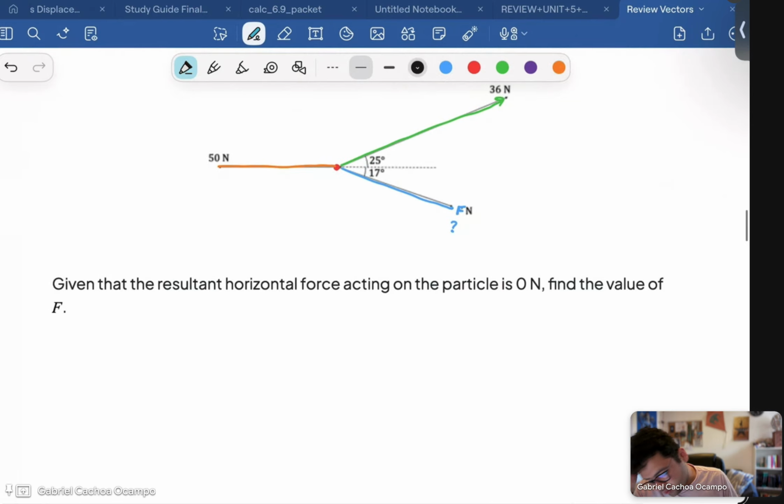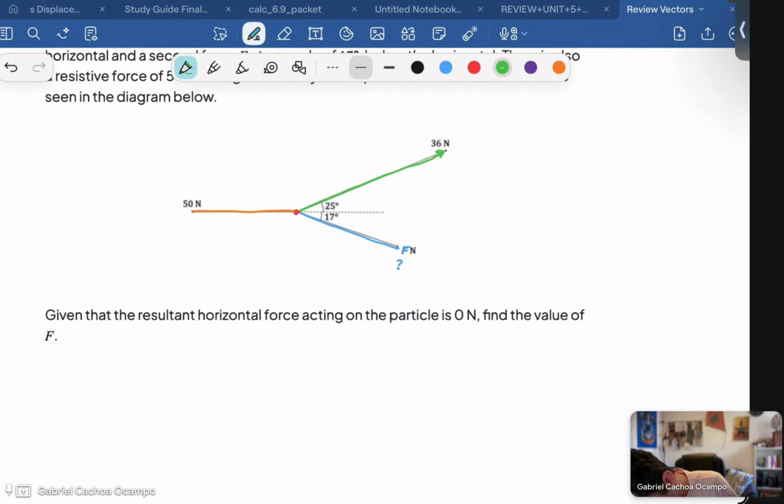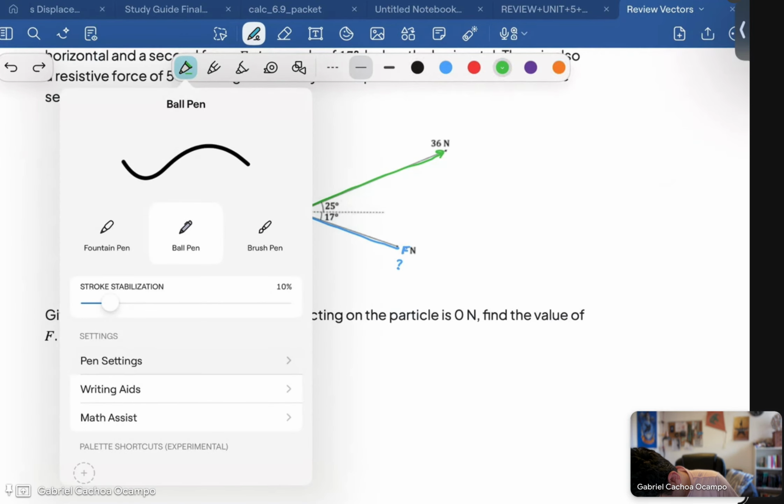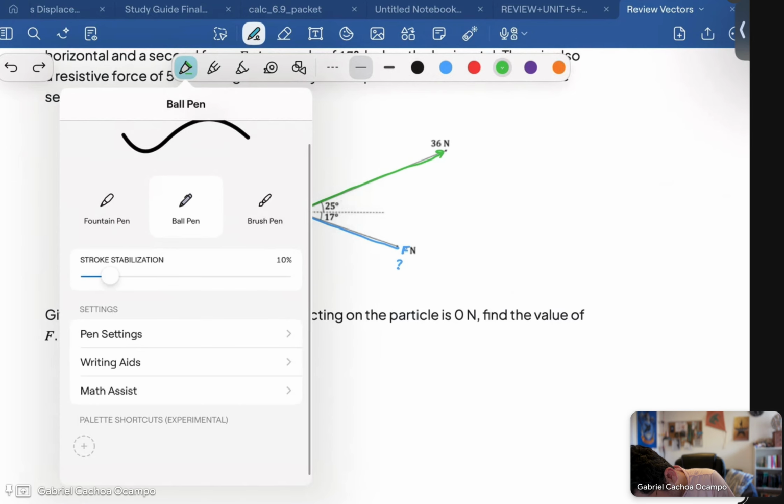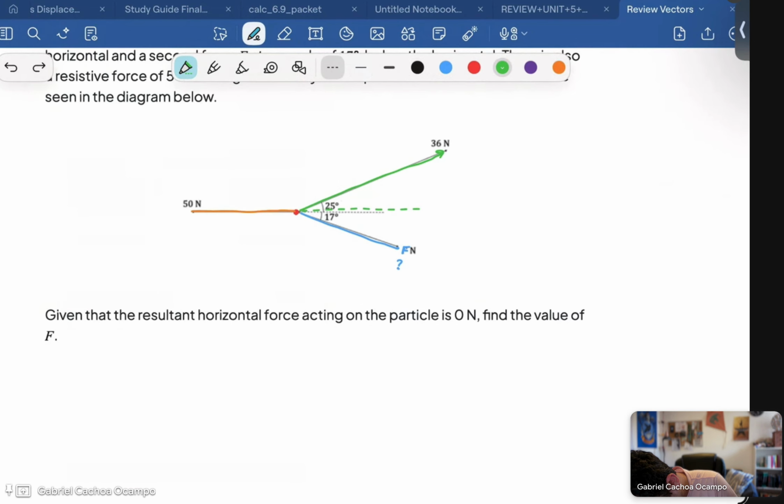Okay, so we need to add up the horizontal components of the three forces. Remember, there is a special function to do this. This is super cool. The horizontal component is this part, this horizontal part, and then the horizontal component is this horizontal part, and this orange thing is all horizontal component.